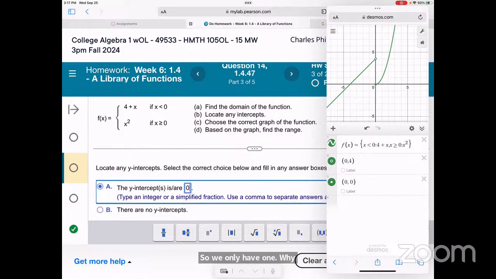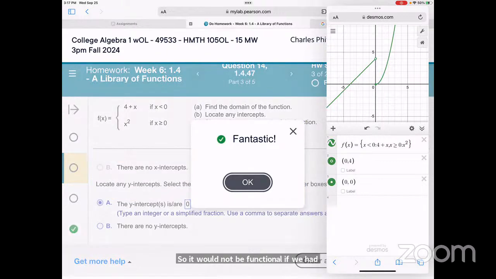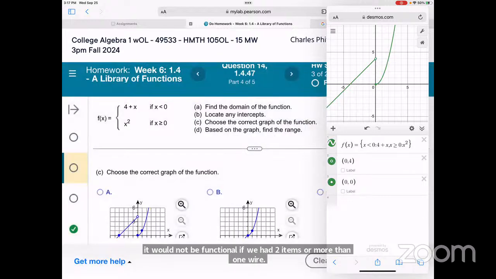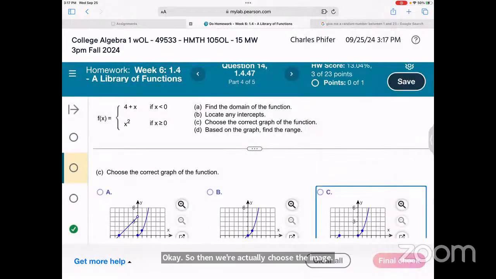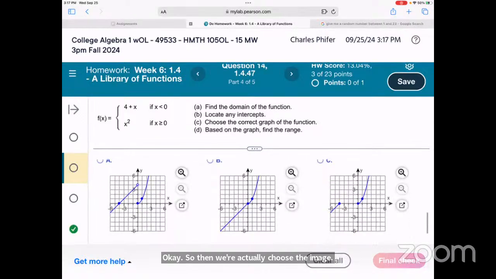If we had two y-intercepts, it would not be a function because we would have 2 points stacked on top of each other, and it would fail the vertical line test. So it would not be a function if we had more than one y-intercept. Okay, so then we're asked to choose the image, and we generated our own, and the only one that's even close looks like it's A.